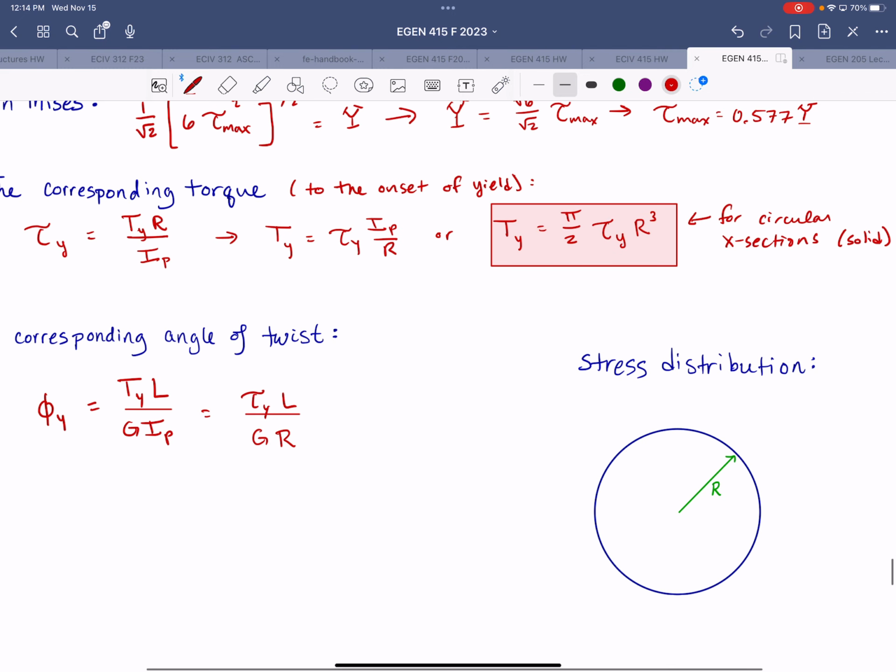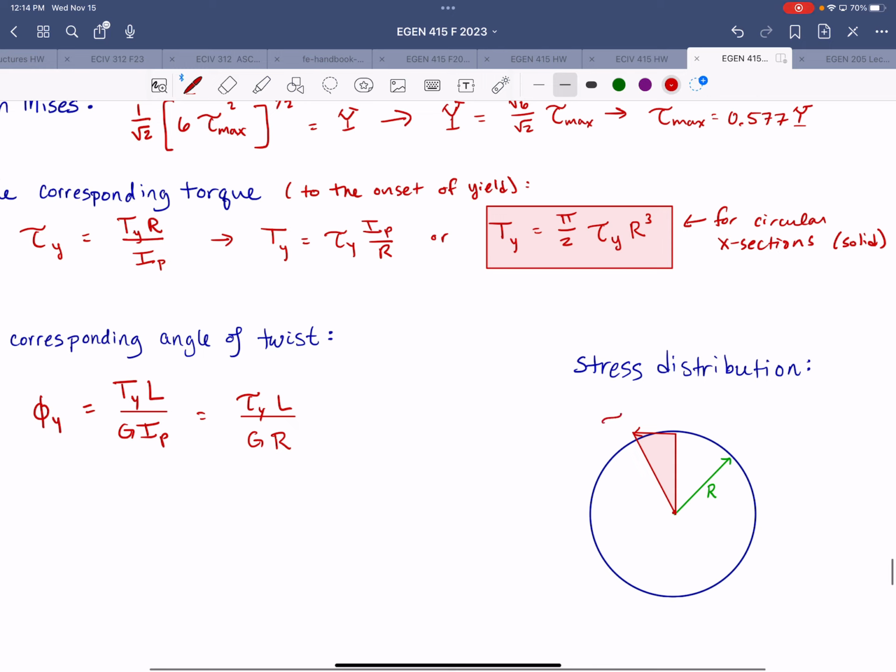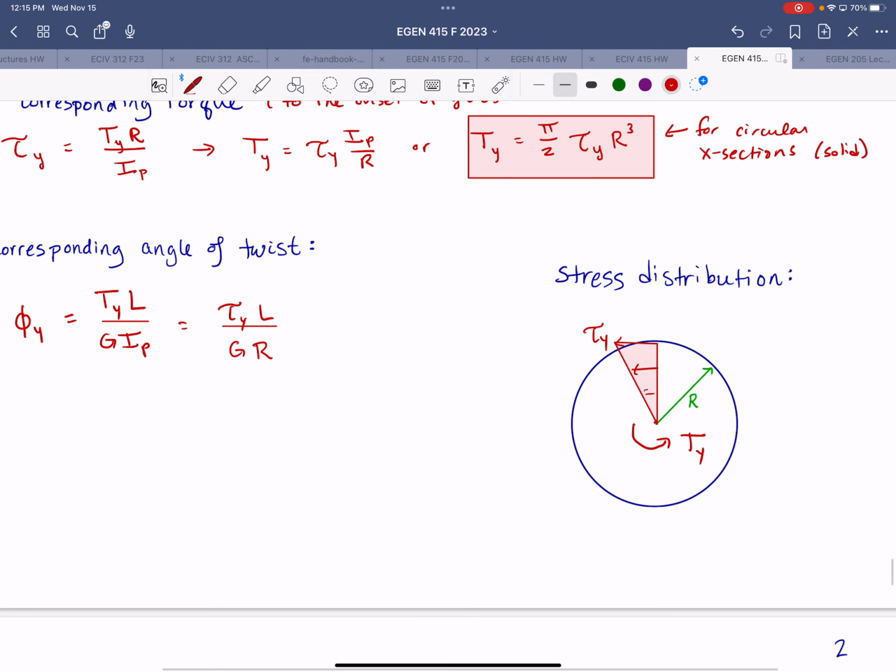Stress distribution over the cross section: we'd have zero stress at the center of twist, and then it would increase to a maximum value of that yield shear stress. And that is all associated with the yield torque. This, of course, is a cross-section view.